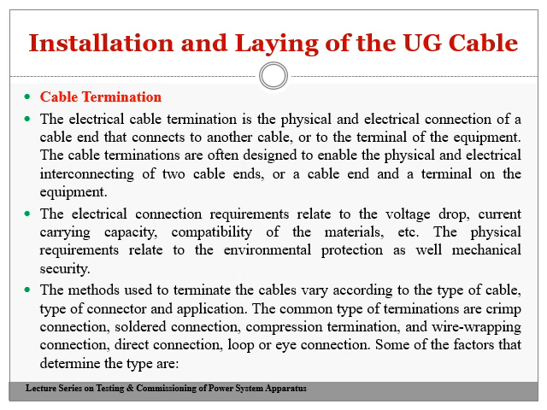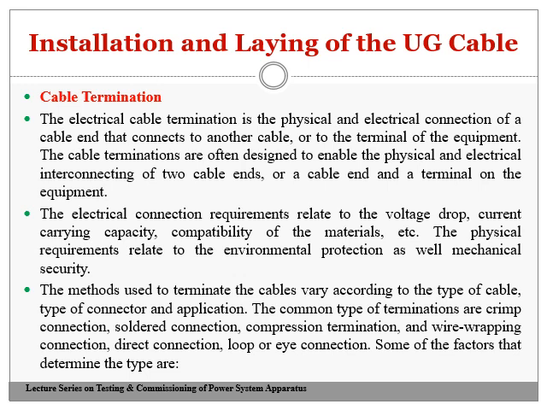The electrical connection requirement relates to the voltage drop, the current carrying capacity, compatibility of the material, etc. The physical requirement relates to the environmental protection as well as the mechanical security. The methods used to terminate the cables vary according to the type of the cable. We have a different variety: single core cable, multi-strand core, 3-core cable, 3.5 core cable, 4-core cable, with different capacities. Therefore, the termination varies according to the type of the cable.